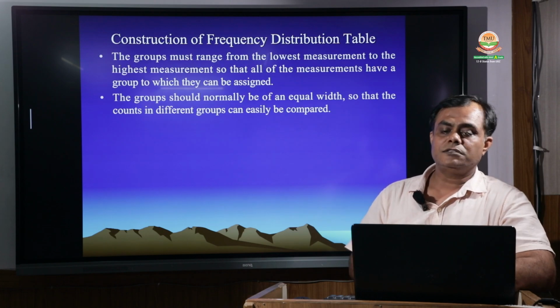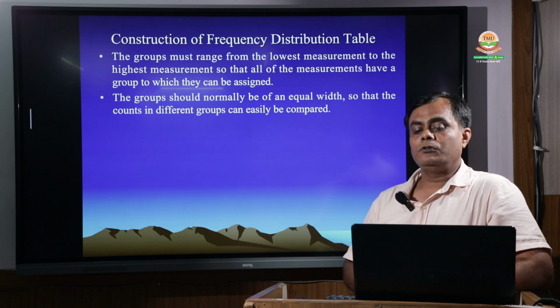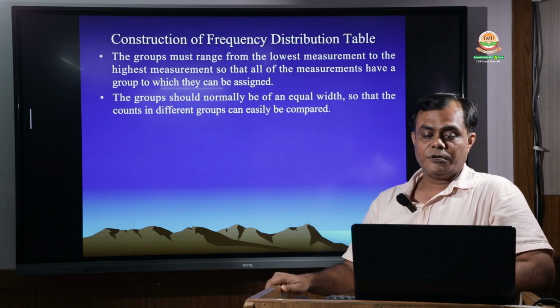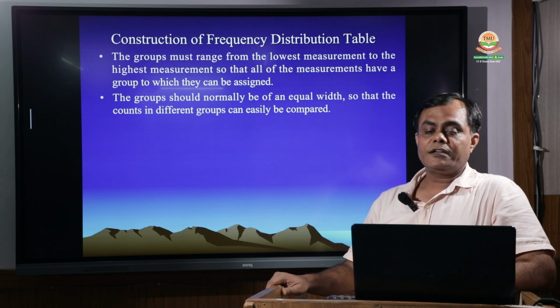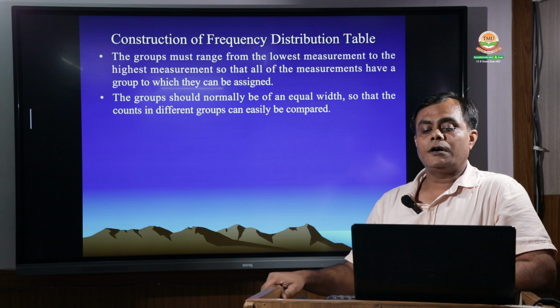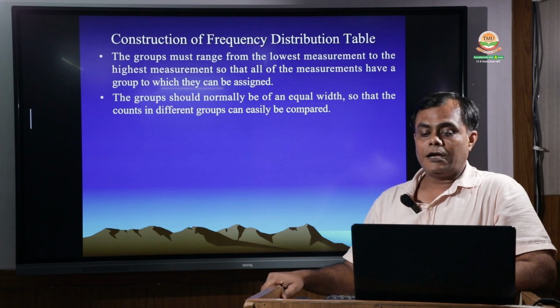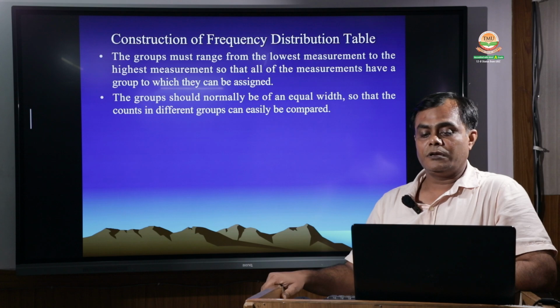And the next point for the frequency distribution table: the groups must range from the lowest measurement to the highest measurement, so that all the measurements have a group to which they can be assigned. And the next is that the groups should normally be of equal width, so that the counts in different groups can easily be compared.